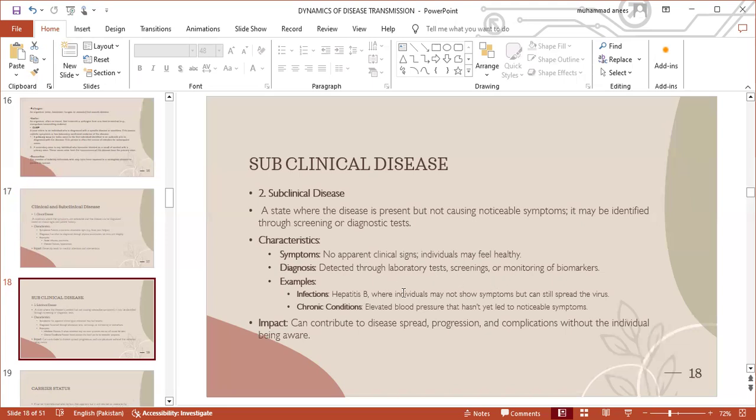Examples include hepatitis B infection, where individuals may not show symptoms but can still spread the virus. Chronic conditions, like elevated blood pressure that hasn't yet led to noticeable symptoms, or the earliest stages of developing high blood pressure. Impact: it can contribute to the disease spread, progression, and complications without the individuals being aware of it.